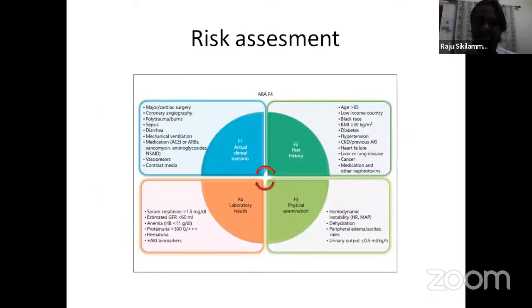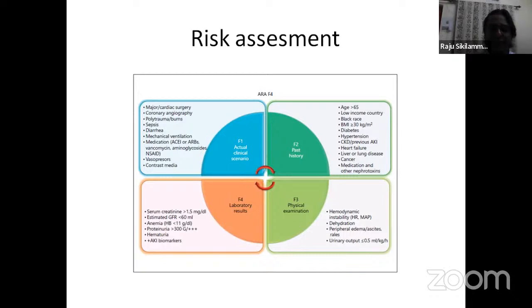Then we will go for risk assessment. Risk assessment is important to know whether the patient has risk and insult. The susceptibility of the patient is individualized, and then progresses to AKI. Then the rapid renal response team proposed an AKI risk assessment score, that is nothing but the F score.